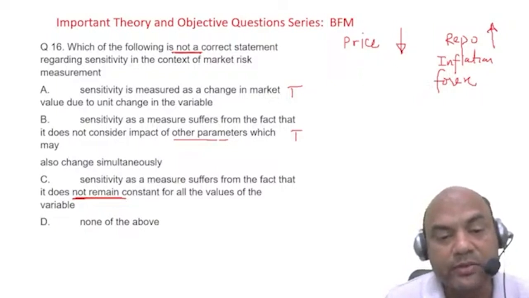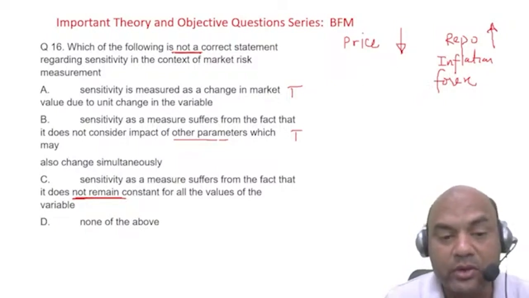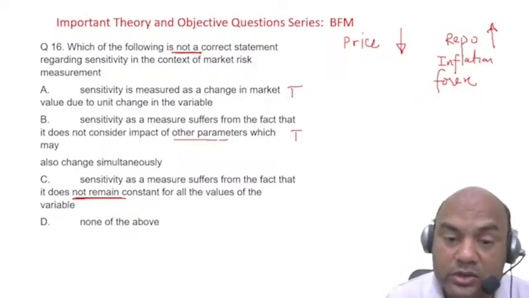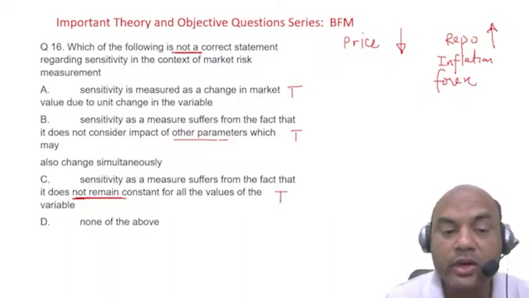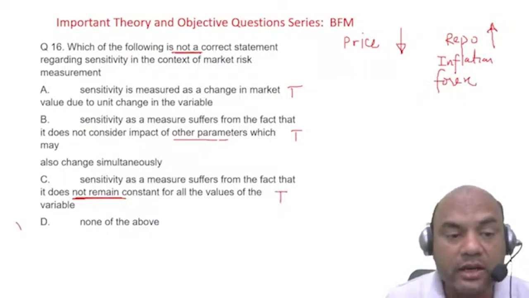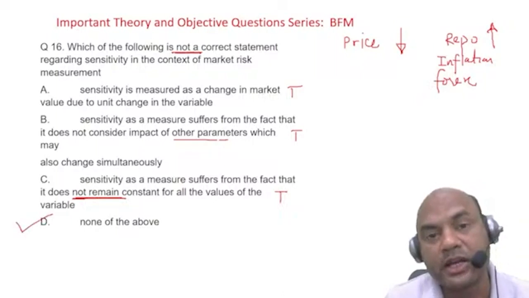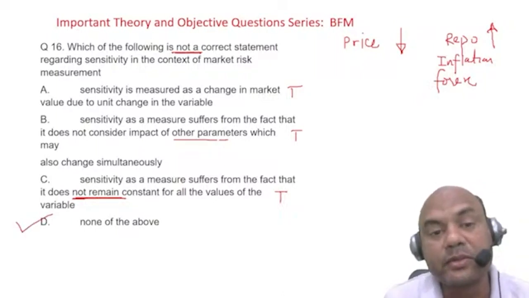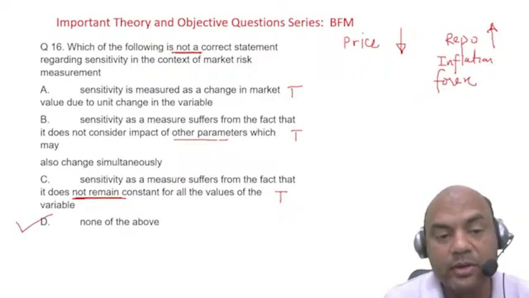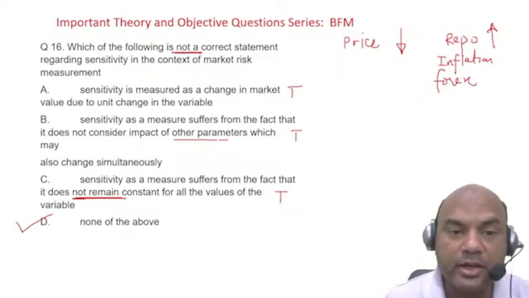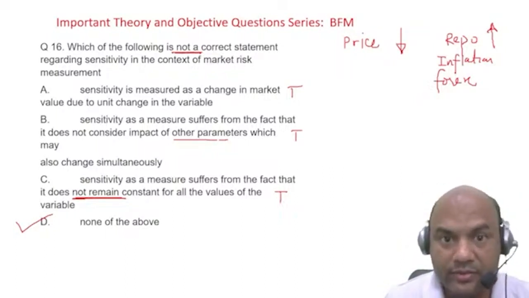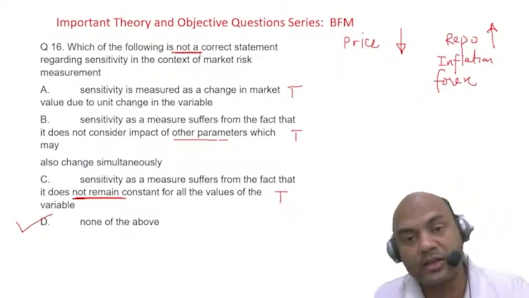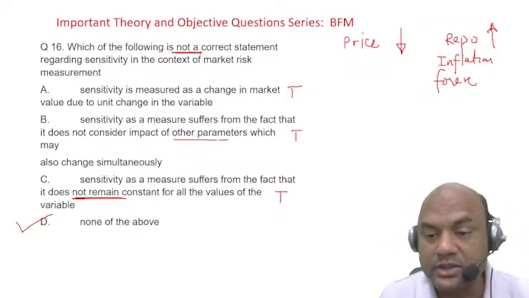Sensitivity as a measure suffers from the fact that it does not remain constant for all the values. This is also true. So what is the false one? Not correct. D, none of the above, is the correct one. So which of them is not correct? None of the above, because all of them are correct. Got it? Watch the question again.